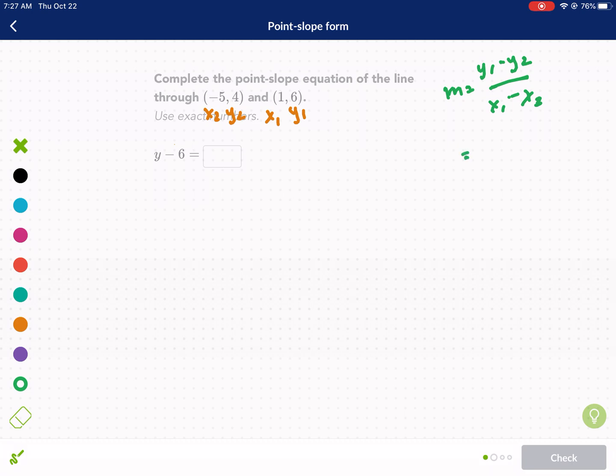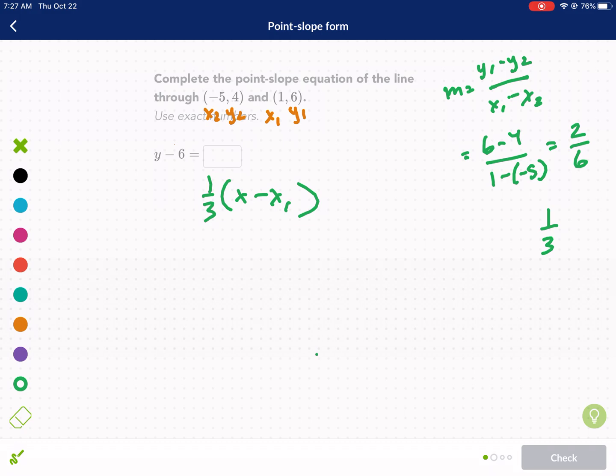So I'm going to do my y1, which is 6 minus 4, and then I'm going to do 1 minus a negative 5. So we get 2 over 1 minus negative 5, that's plus 5. That gives me 6, right? Yes. So then I get 1/3 for my slope. Okay, so I do 1/3, and then don't forget I have to do x minus x1.